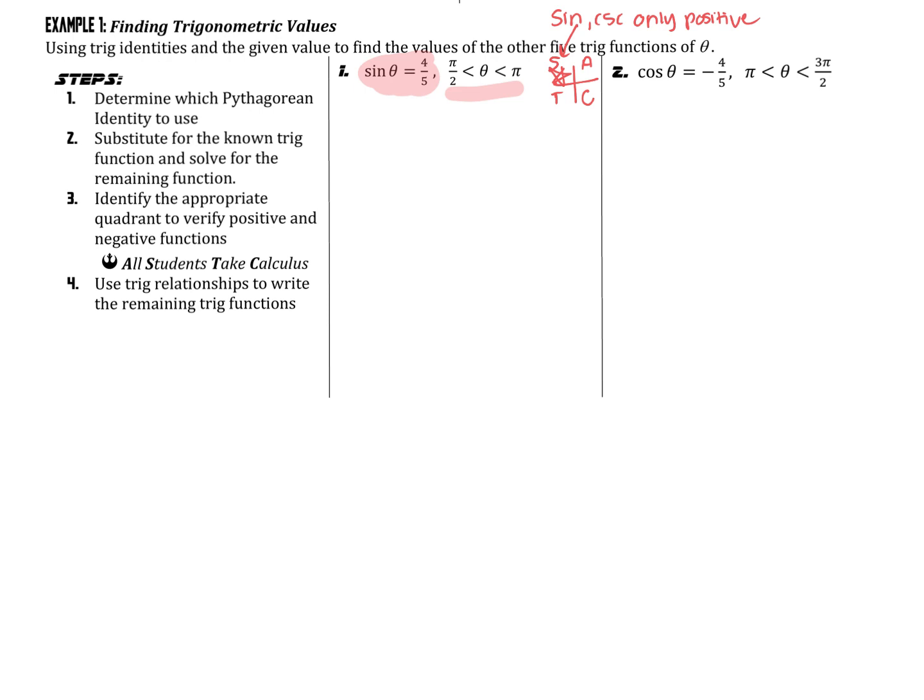Now, what we learned in previous lessons is that we could just draw a triangle and we could figure out that this is 4 and this is 5, and we could use the Pythagorean theorem to find the missing side, and then we could find the other 5 trig functions.